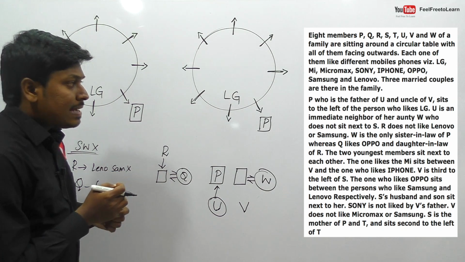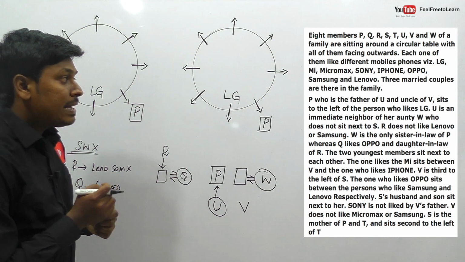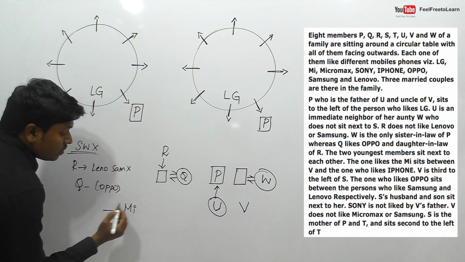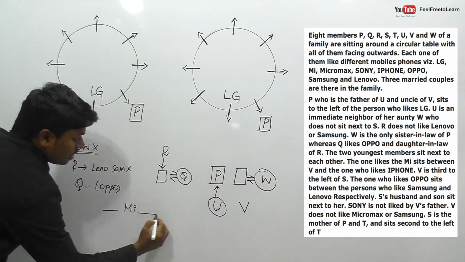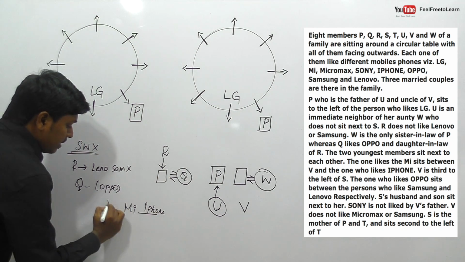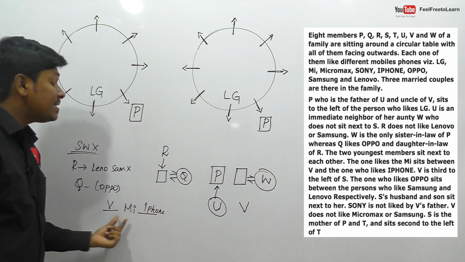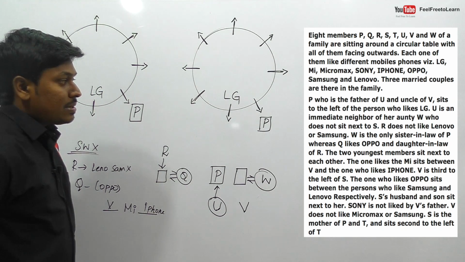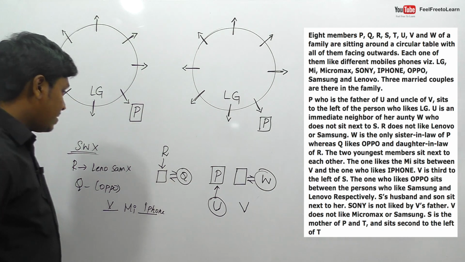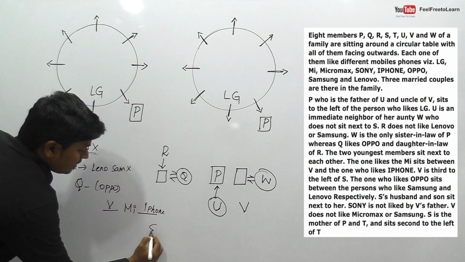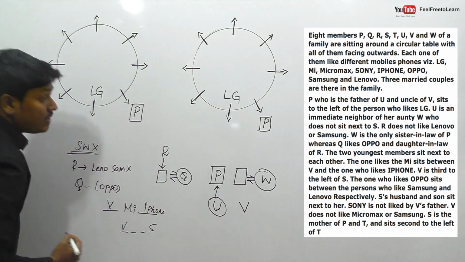The one who likes MI sits between V and the one who likes iPhone. Okay, the one who likes MI is sitting between the one who likes iPhone and also V. So the person who likes MI is sitting between V and the person who likes iPhone. Next point, friends: V sits third to the left of S. So to the left-hand side of S, at the third place, is V.